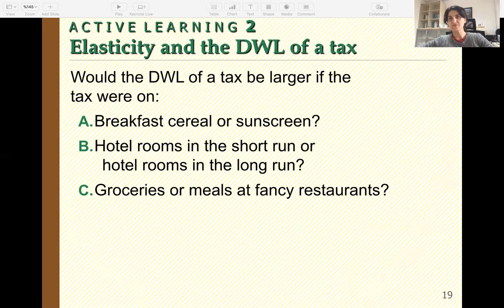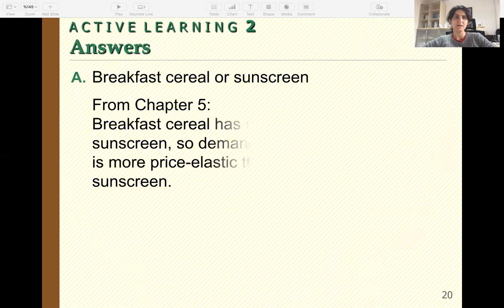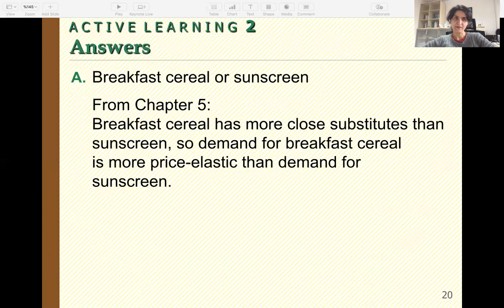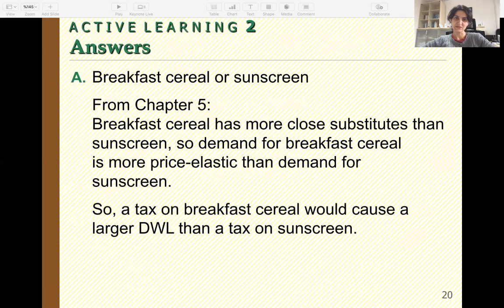Groceries or meals at fancy restaurants. Meals at fancy restaurants are a luxury good, so they are more elastic. So it should tax groceries. Groceries are more inelastic. Breakfast cereal has more close substitutes, so demand is more elastic. A tax on breakfast cereal would cause a larger deadweight loss.